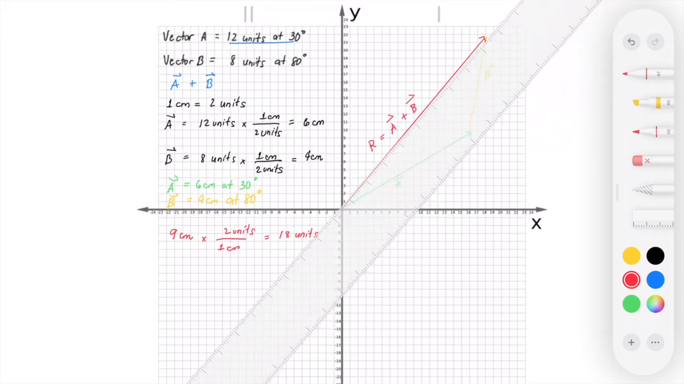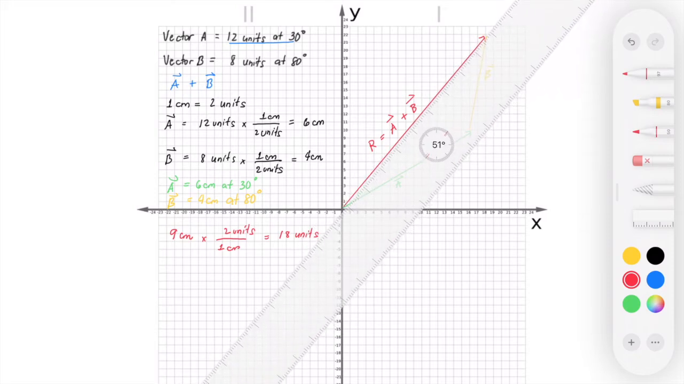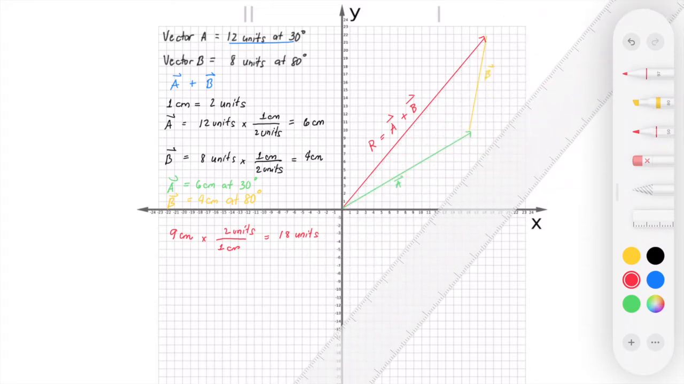Now what is the angle? If I'm going to measure the angle, let me just validate the angle here. So the angle is around 50 degrees. So the angle is 50 degrees. So meaning to say, in our case of vector A plus vector B, the sum of that is 18 units at 50 degrees.